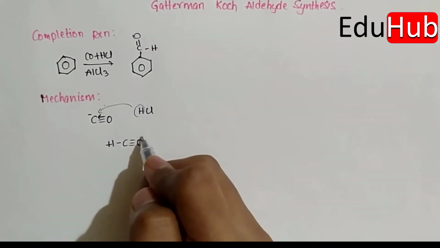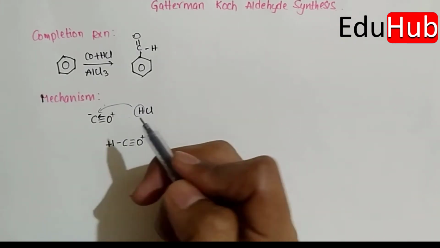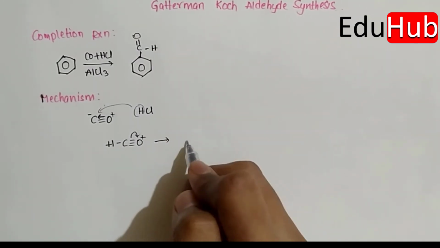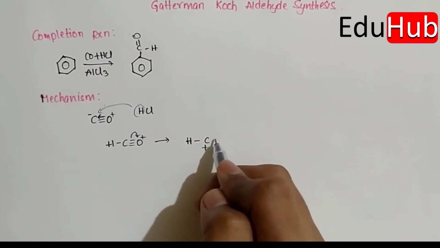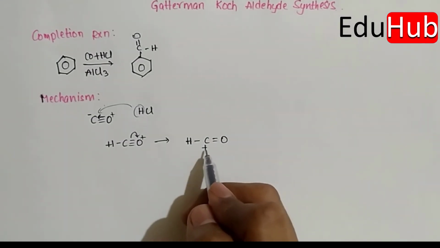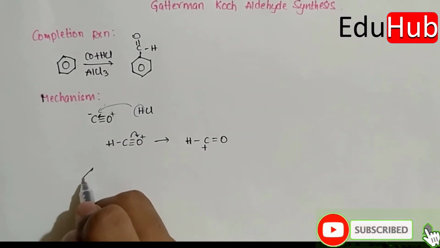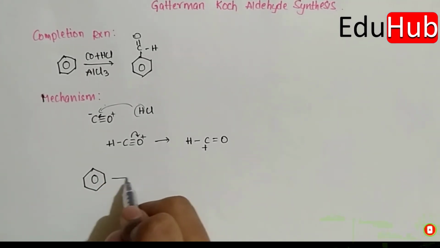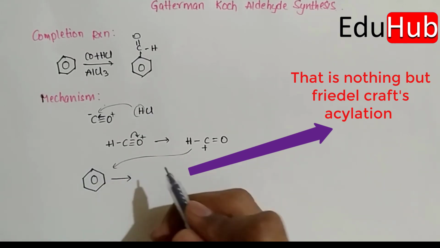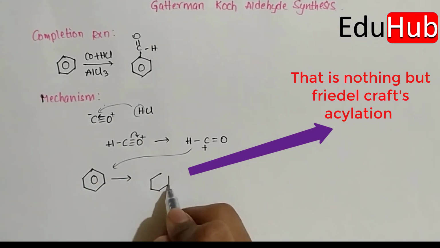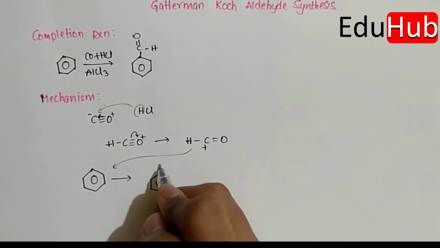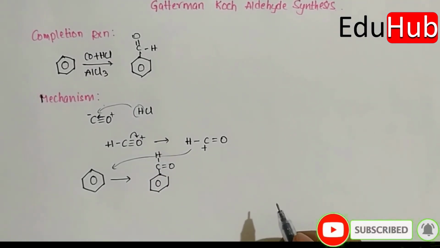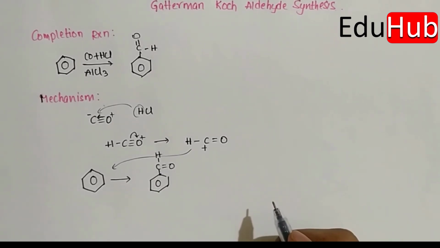Now as there will be plus on O, it will break towards O and converts into HC plus double bond O. This as a whole attacks on benzene and forms benzaldehyde. So this is the mechanism of Gatterman-Koch aldehyde synthesis.